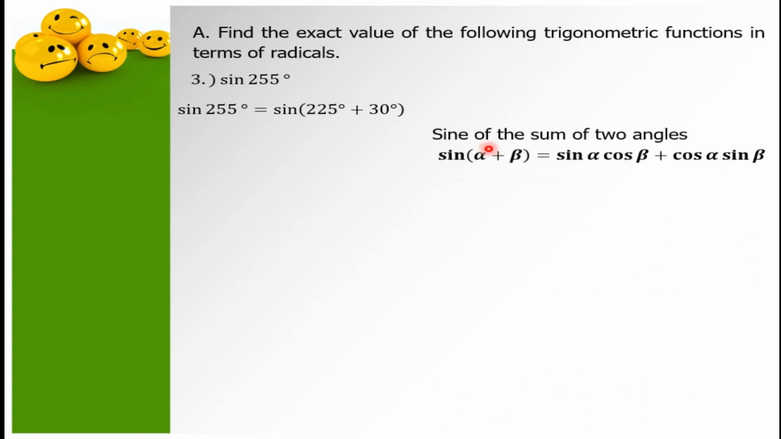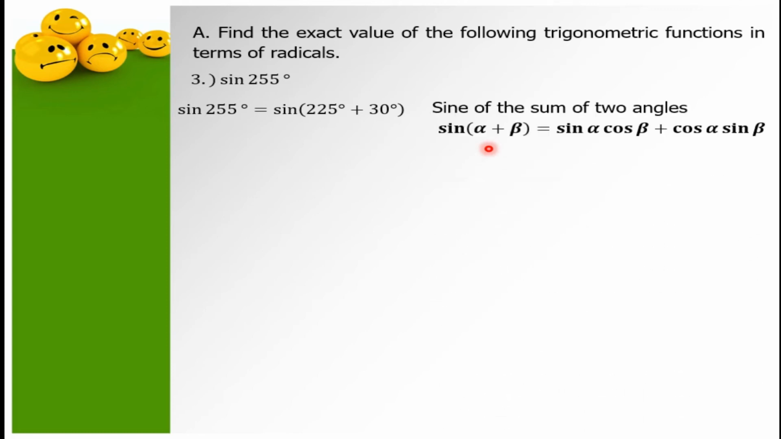So, next, this is the sine of the sum of two angles. Okay? So, again, our alpha is 225 degrees. Our beta is 30 degrees. So, we will use this formula.